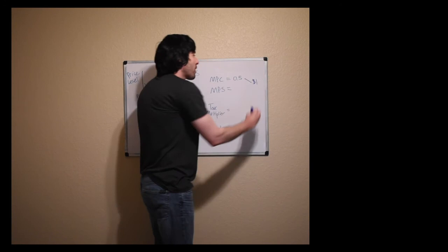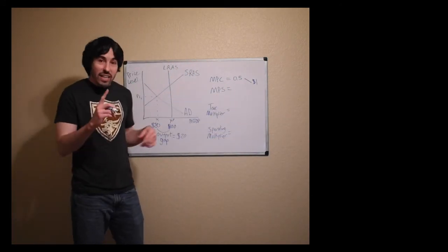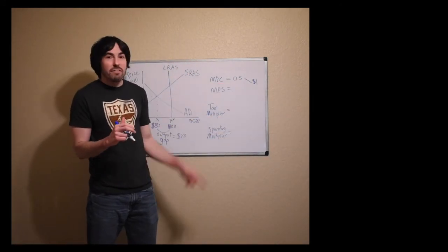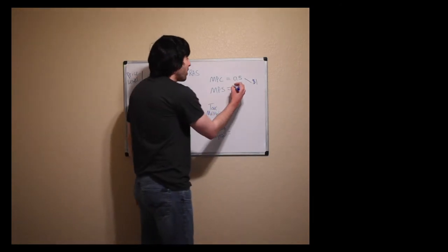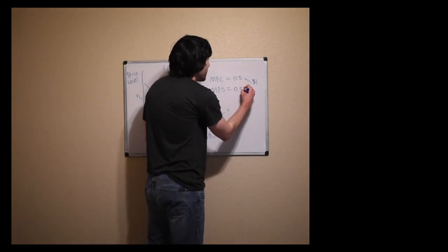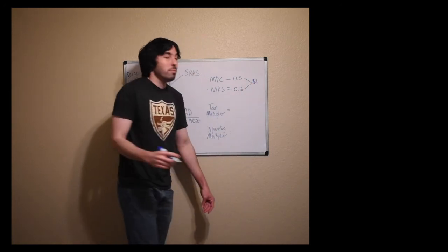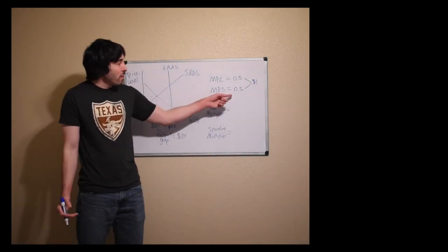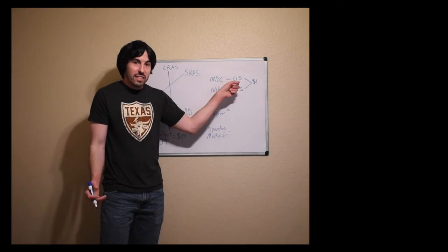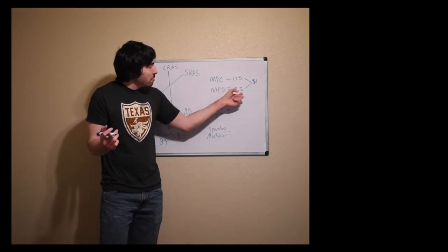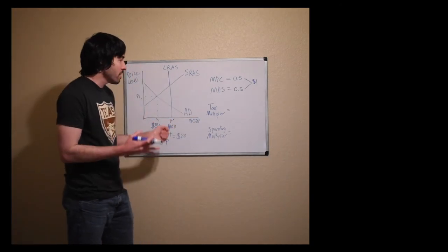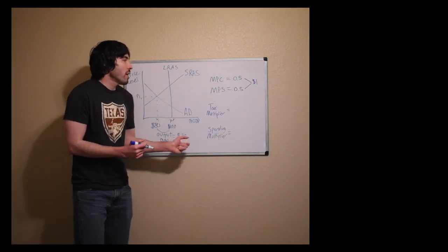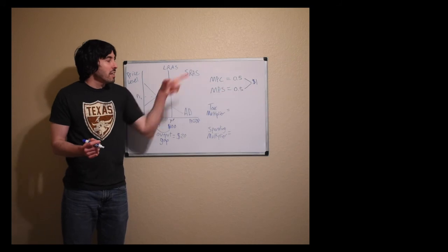Remember, that means out of every dollar a person earns in this economy, each next dollar they earn, they're going to spend about 50 cents. If they're going to spend 50 cents of every dollar they earn, then obviously their marginal propensity to save is going to be 50 cents, 0.5. If they're spending 50 cents of every dollar they earn, then they have to be saving the other 50 cents. You're either spending it or saving it. There's not much else you can do with it. So right now, they're spending 50 cents out of every dollar and saving 50 cents.